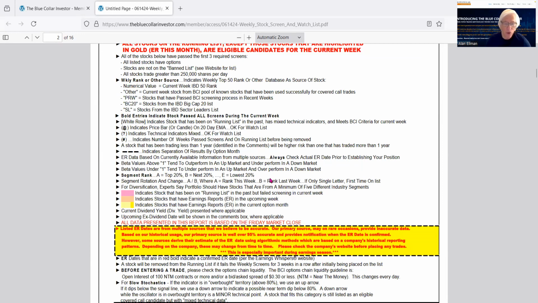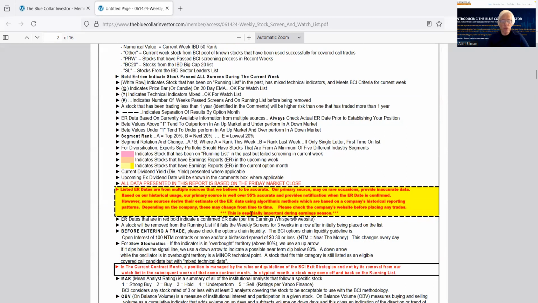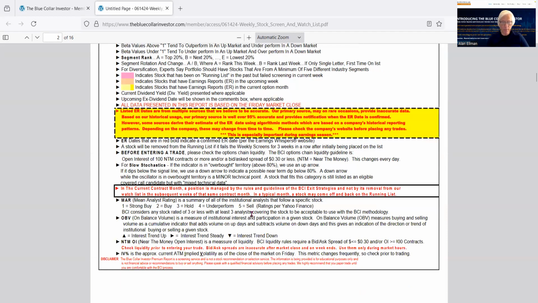And it's something that you should familiarize yourself with once you become a premium member. I know there's a lot of data here, but there are so many detailed data points in the report, and you should be able to take advantage of all of them.